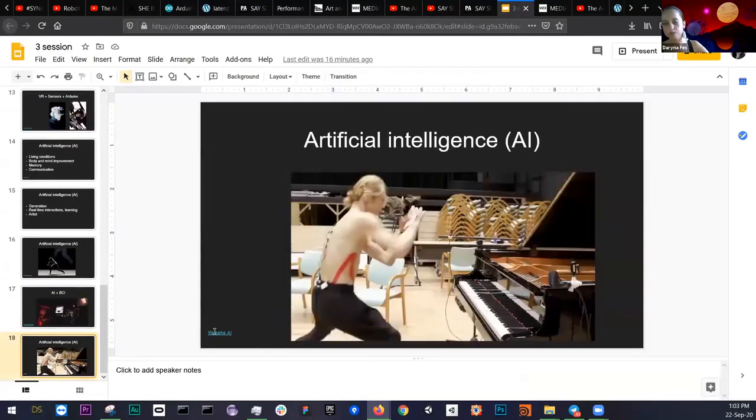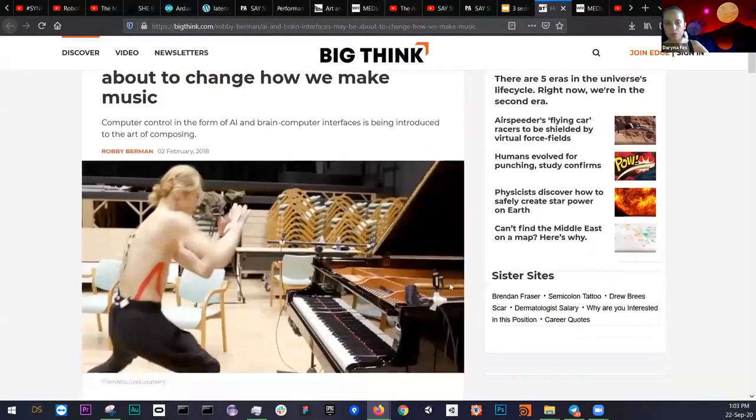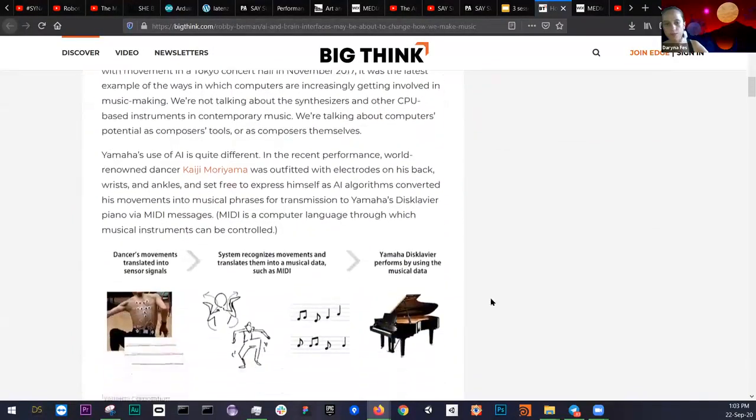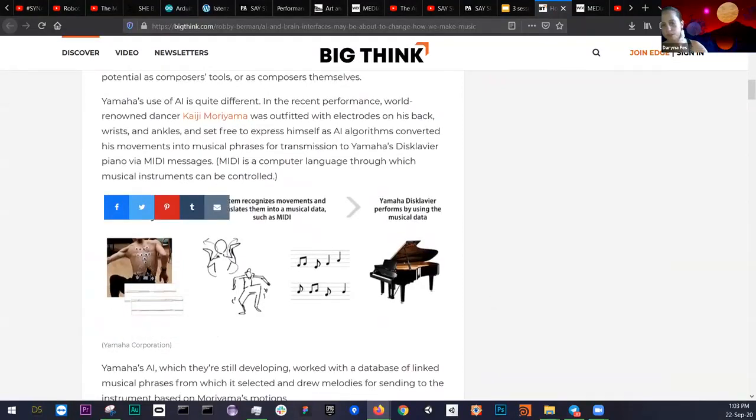And the last example will be a bit similar. It's sensors put on the dancer, and then when he moves, the artificial intelligence analyzes this data, and based on previous experience, it generates a sound melody played on a piano.